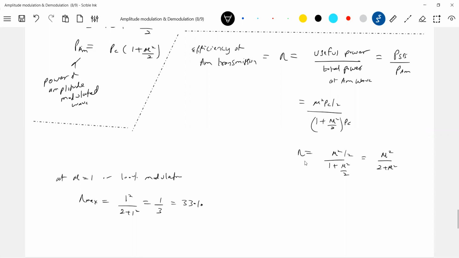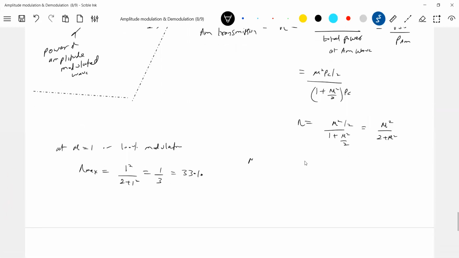How to improve efficiency? What shall I do? You go for mu? Mu should not be greater than 1. Strictly I'm telling this. Mu greater than 1 is a problem. Take mu equal to 0.5, or depth of modulation 50%. Then in that case, how much will the efficiency become? Let's check it. 0.5 squared, that is 1 by 2 whole square, by 2 plus 1 by 2 whole square. That is 1 by 9.